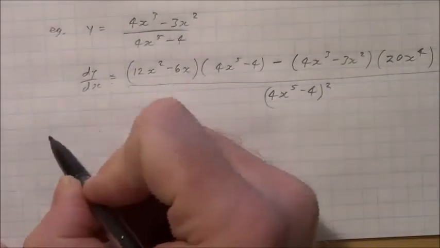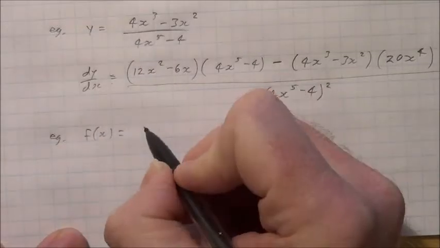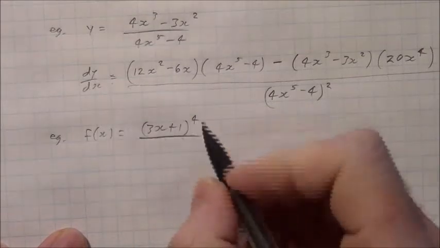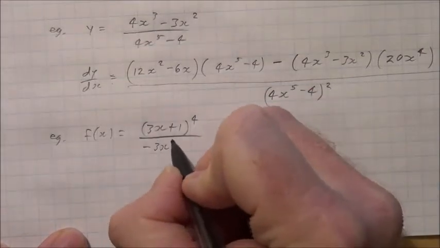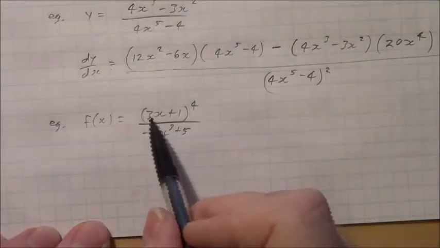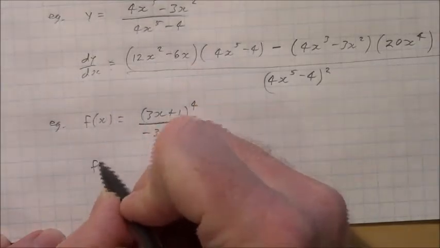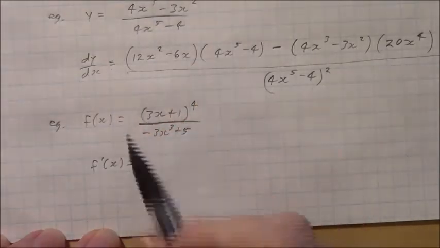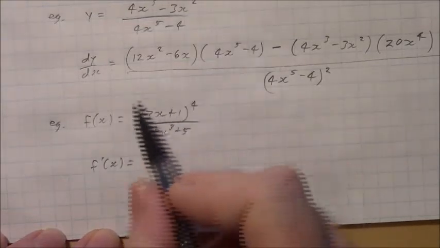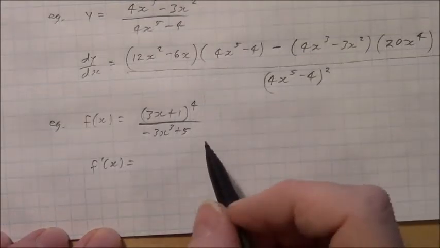And then for the last example, f of x is 3x plus 1 to the power of 4, so we're going to be incorporating the chain rule now, over 3x cubed plus 5. When we have something like this, we have to do the chain rule inside the quotient rule. So as we go about taking the derivative using the quotient rule, when we take the derivative of the numerator, which we're going to do first, we're going to be utilizing the chain rule for that.